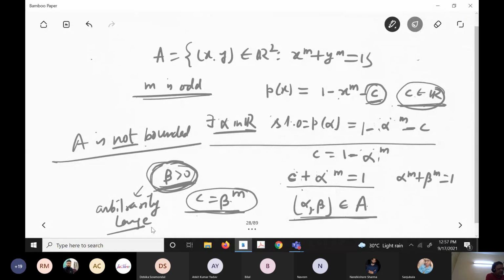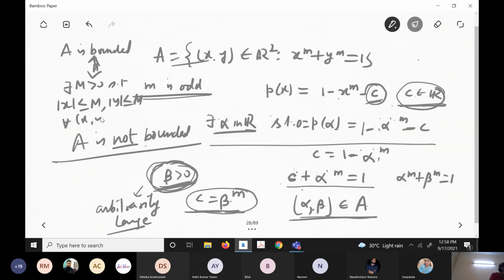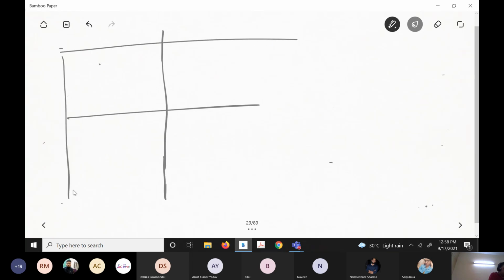Now this beta greater than 0, I could choose any number, it doesn't matter how big. Look, if A is bounded, you should understand, if and only if there exists m greater than 0 such that the bound holds for all (x, y) belonging to A. In R squared, bounded means it will be inside a ball, but the other way also works: A has to be inside a square, you'll be able to put it inside. Is it clear? This is your m.